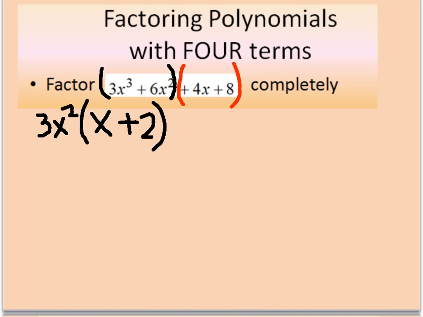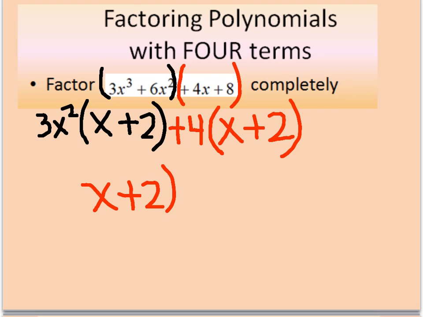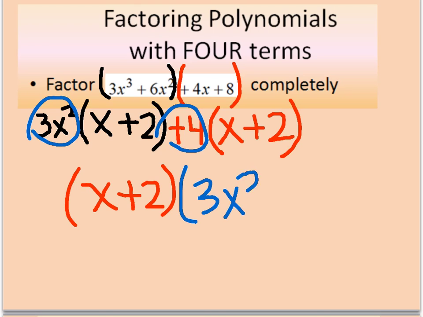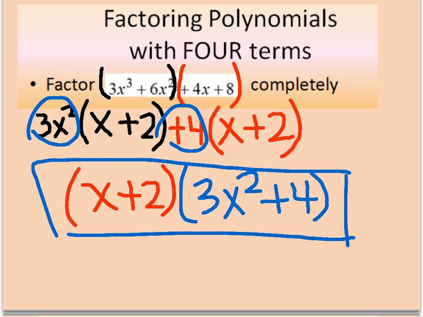In the second set of terms, the greatest common factor is 4. When I factor that out, I get x plus 2. And I notice I have a factor of x plus 2 and a factor of x plus 2. So I have x plus 2, and then my leftover, 3x squared and positive 4, become my second factor. So there's the factored form of 3x cubed plus 6x squared plus 4x plus 8.